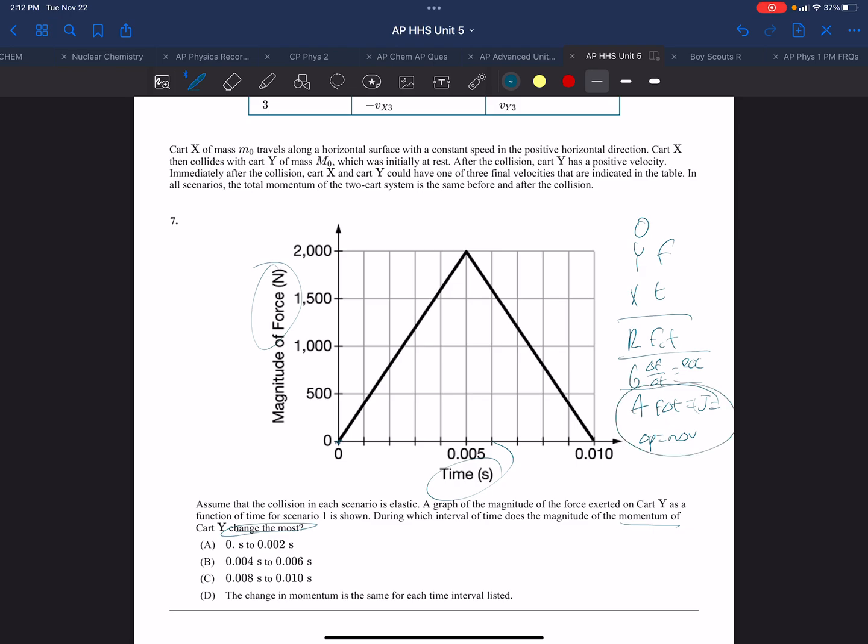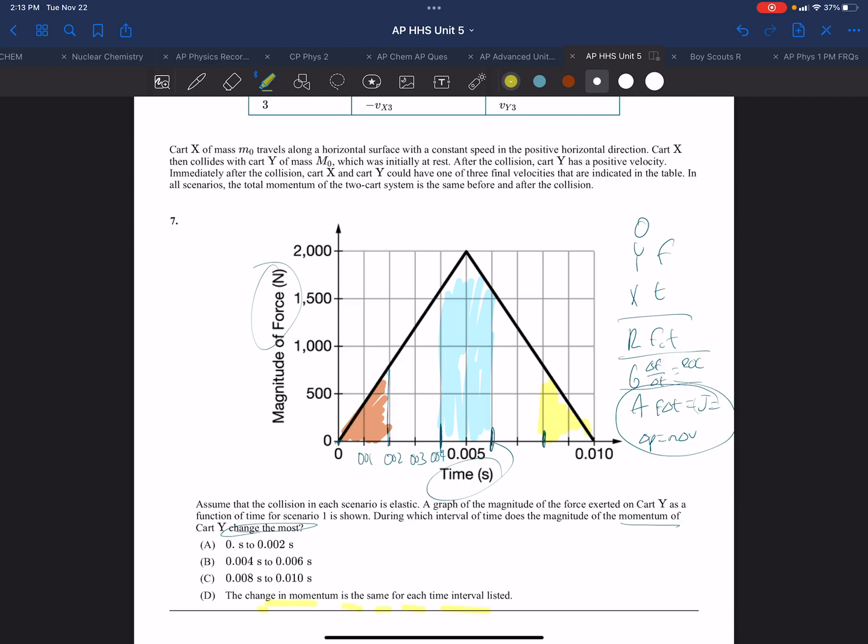And if we look at this, so here is 0.04, 0.03, 0.02, 0.01. So 0 to 2 is this time interval. So which has more, that one or 4 to 6? 4 to 6 is there. Eight to 10 is over here. And this change of momentum is the same for each time interval listed as false.